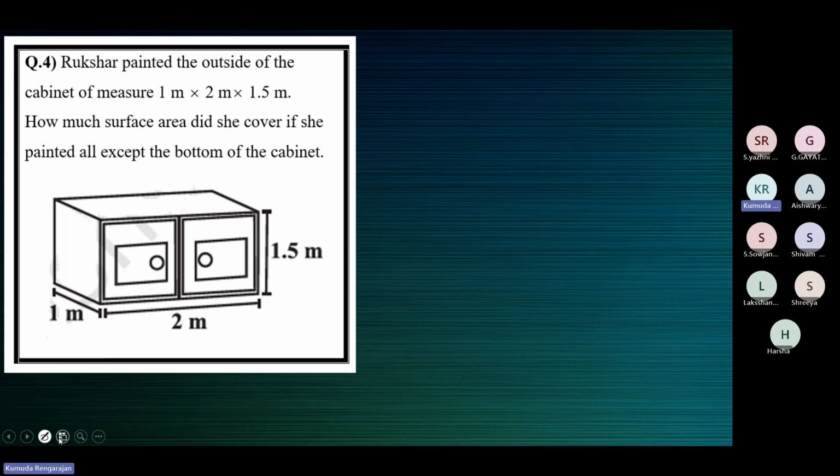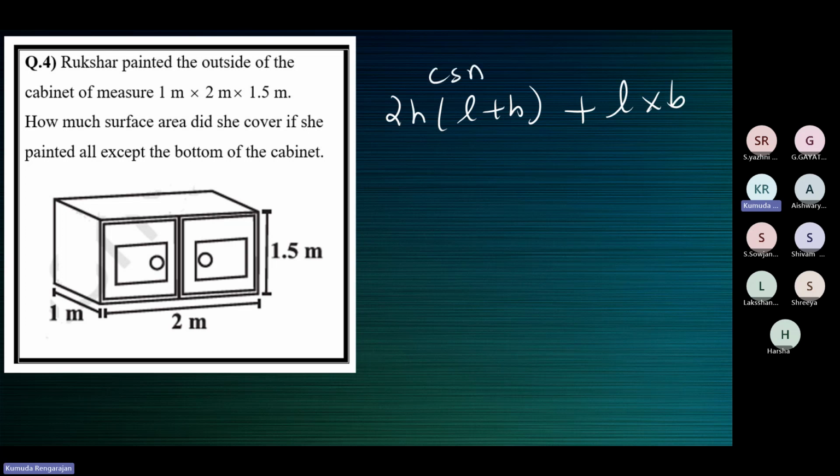Okay, so here all except the bottom is to be painted. So you have to find 2H into L plus B, which is the area of 4 walls. And you should find L into B, which is the area of the top. This is the 4 sides, CSA. L into B is for the top. So this is 4 faces. This is the top face. So totally 5 faces, we found the area. The 6th face, which is the bottom, we have not found because that's not painted.